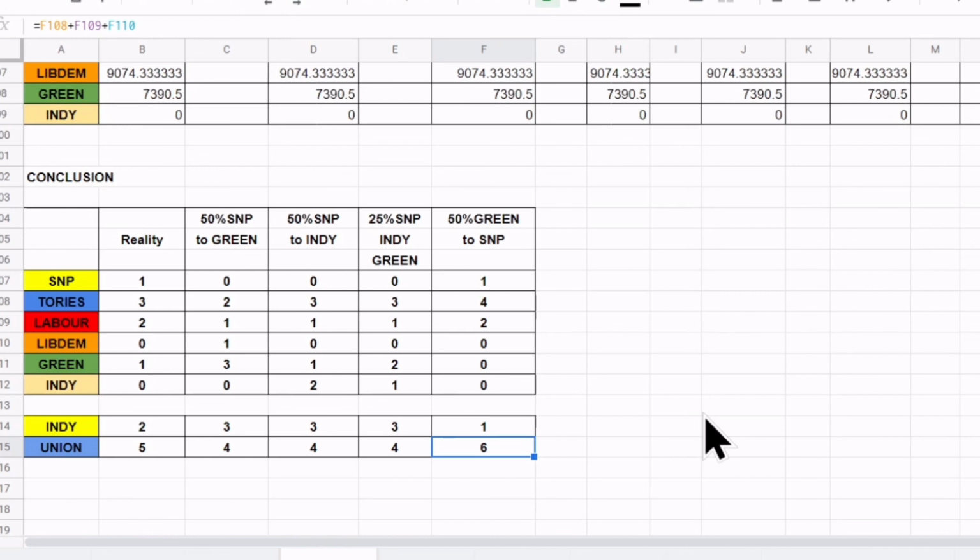Personally, for the Lothians, I know what the results are because I've run the model before. For me, it's going to be SNP 1 and Greens 2. And we'll discuss that when we get on to the tables for Lothians.